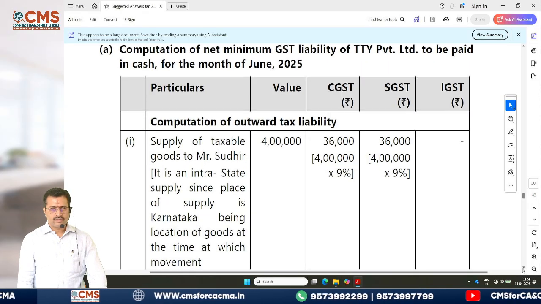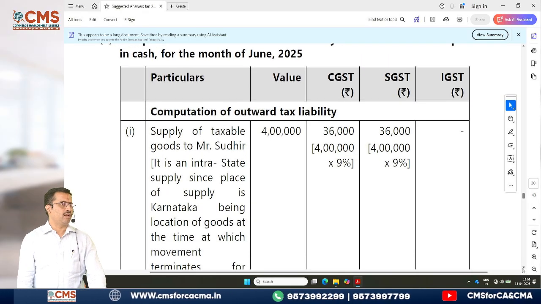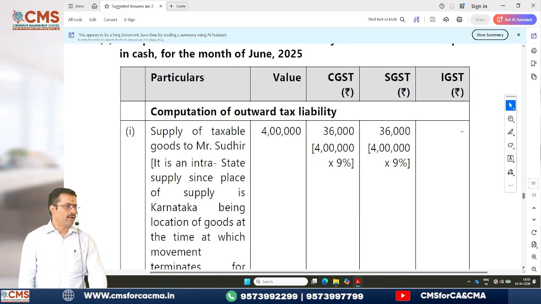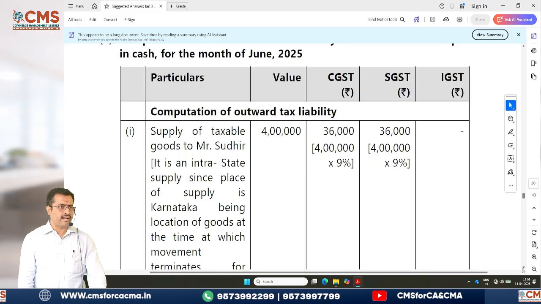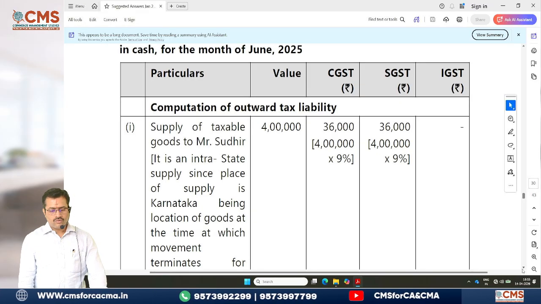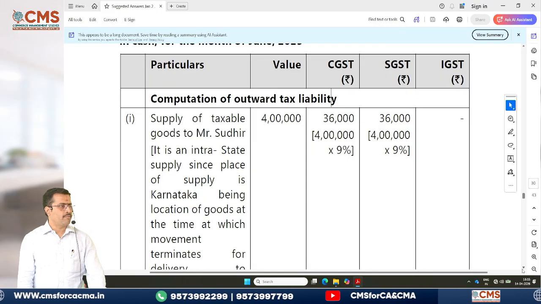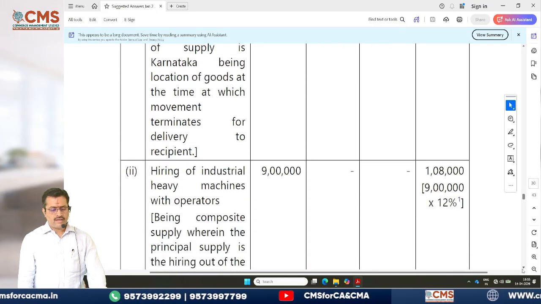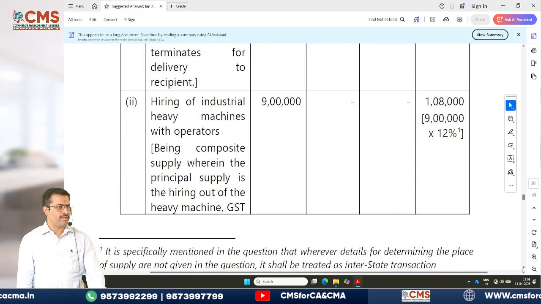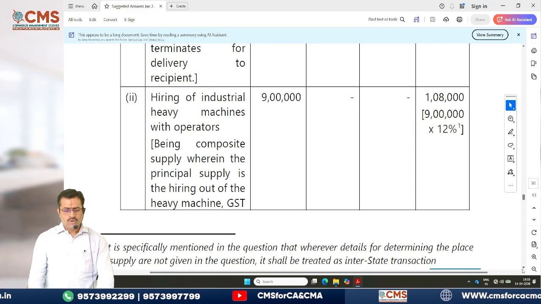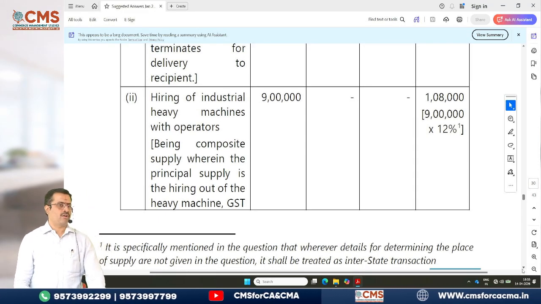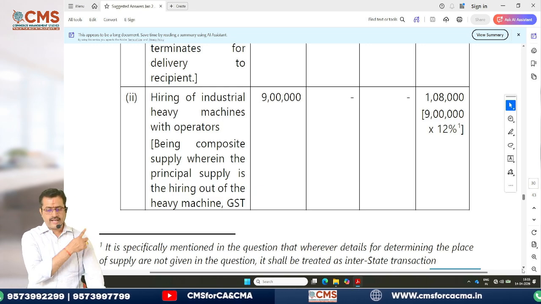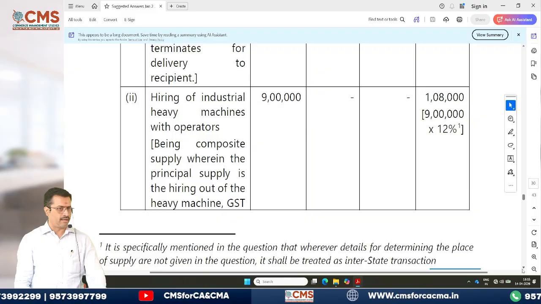First, Sudhir, if you remember, it was in Karnataka, within the state only. So intra-state, correct or not? So 4 lakhs into that, 9% and 9% he has entered in CGST and SGST. Similarly, if you remember, hiring of industrial equipment also was there, that was made including the operator's gross value, 9 lakhs I was telling you. Do you remember? So directly on 9 lakhs he has charged 12%.